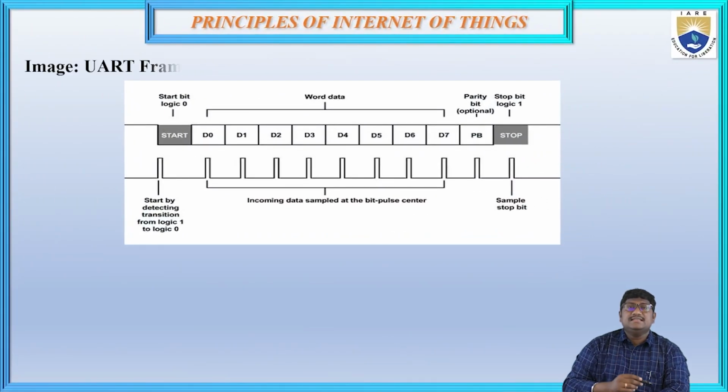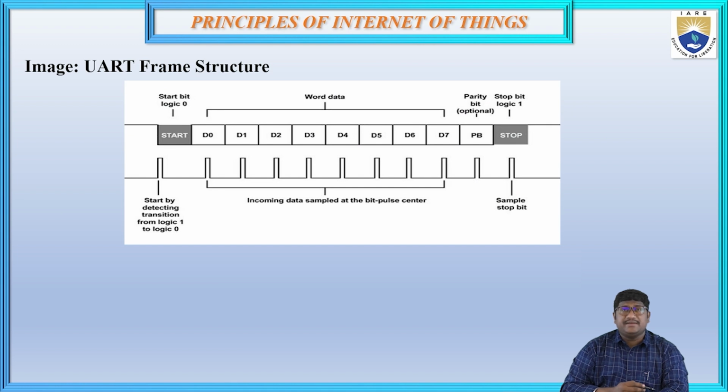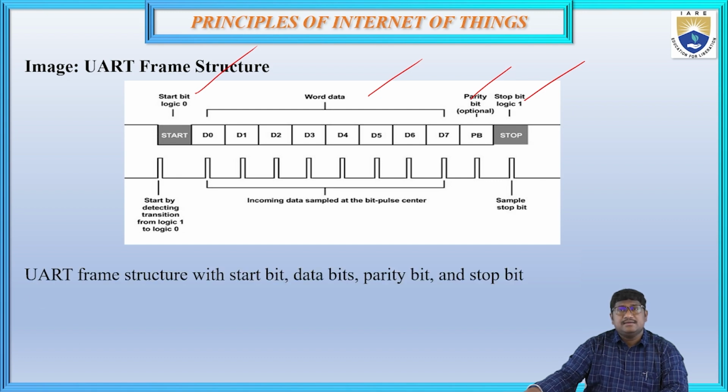And this is how things happen in a UART frame. See: start bit, word bits, parity bit which is optional, and stop bit. These are the bits of information transferred. I already told you this in a clear way. This is how the image looks. Got it?